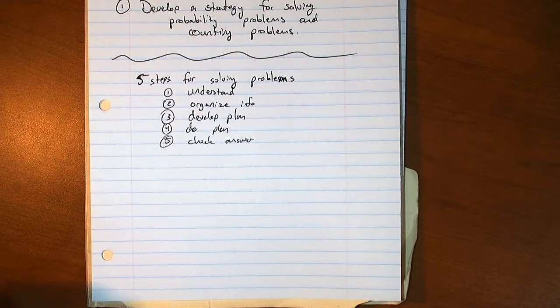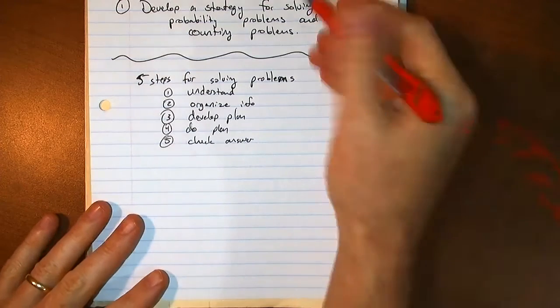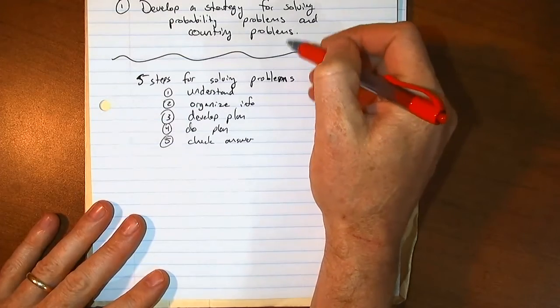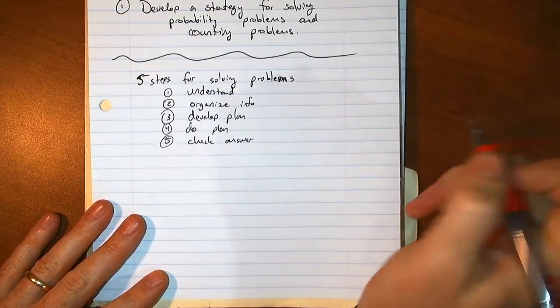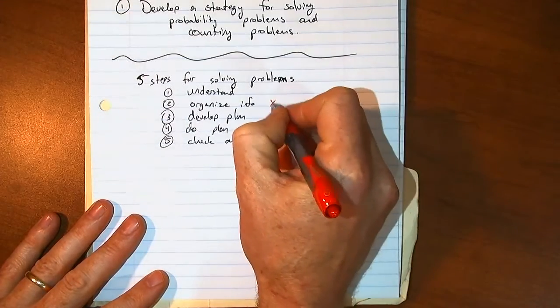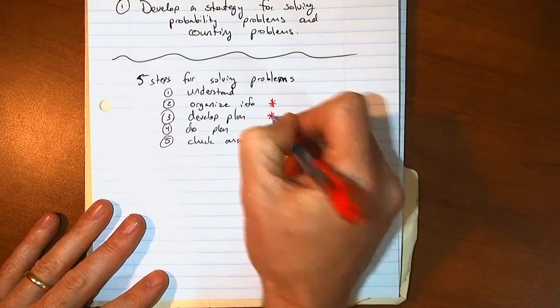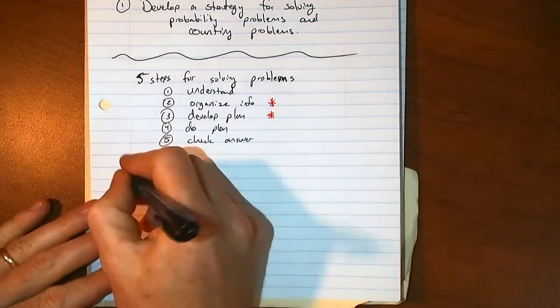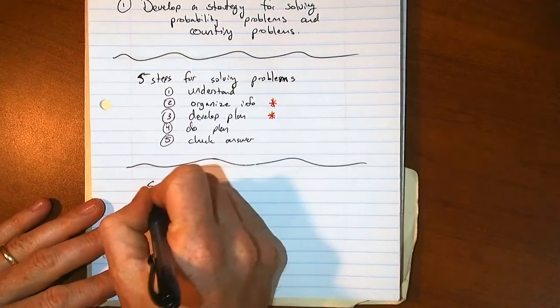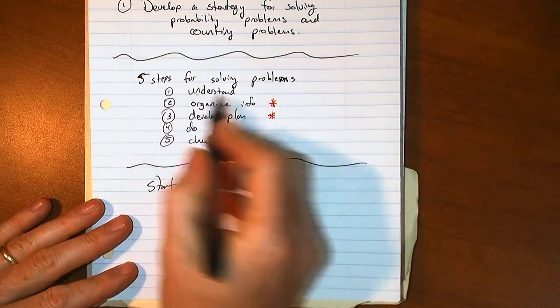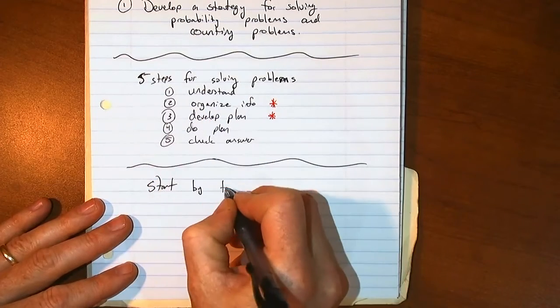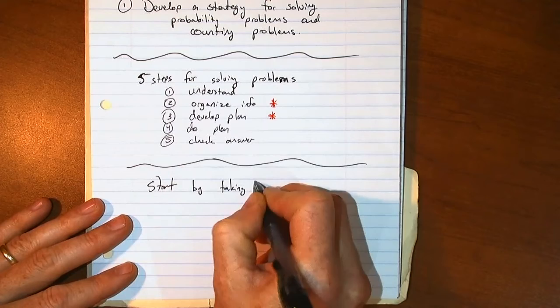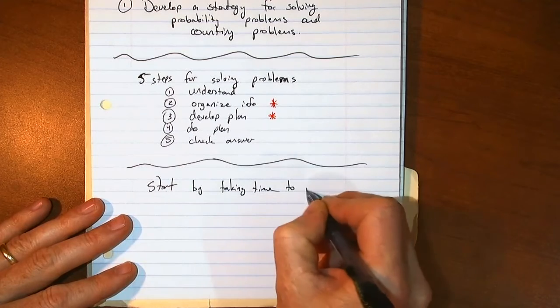Now, specific to problem solving with probability and counting, what we're going to focus on mostly is this step and this step. Which means I am assuming that you're going to start by taking time to understand the story.